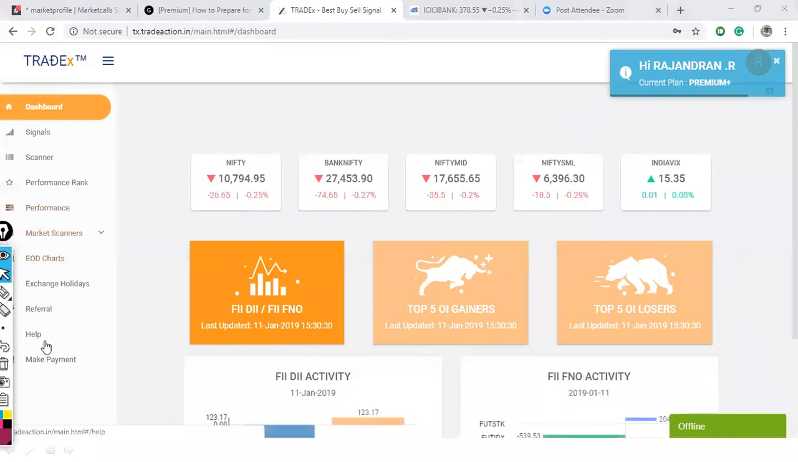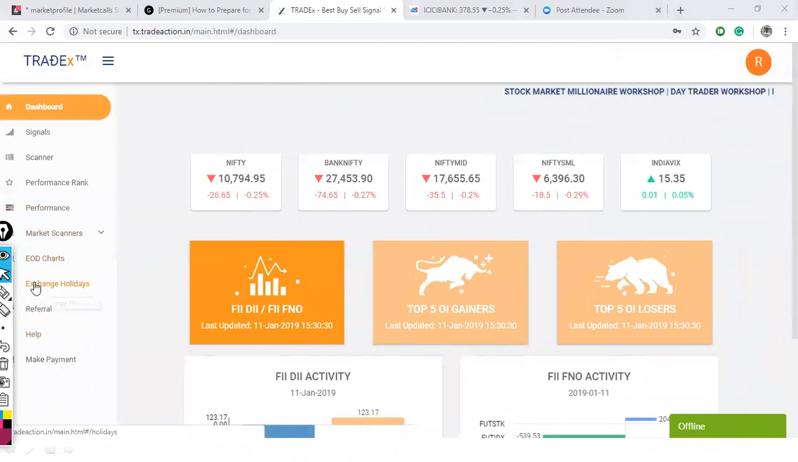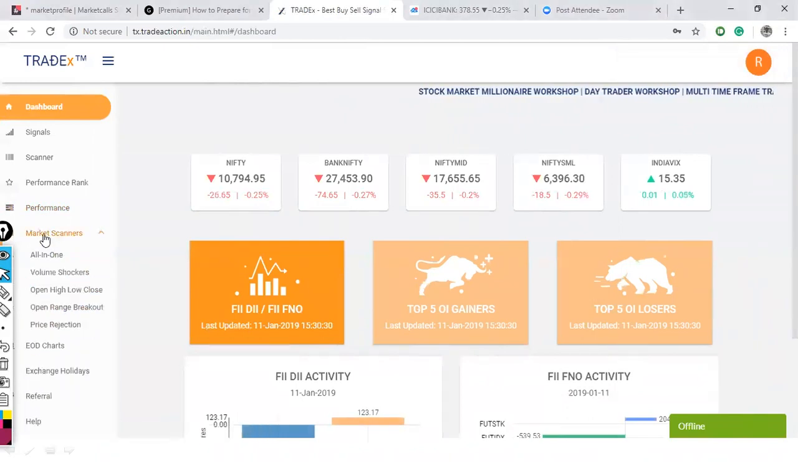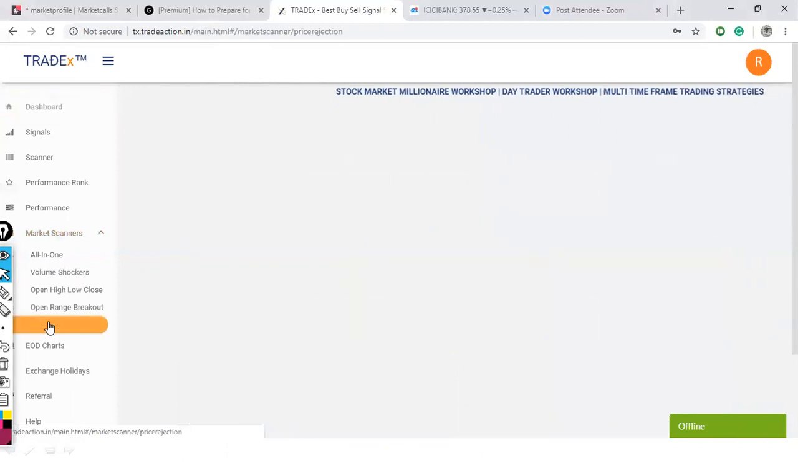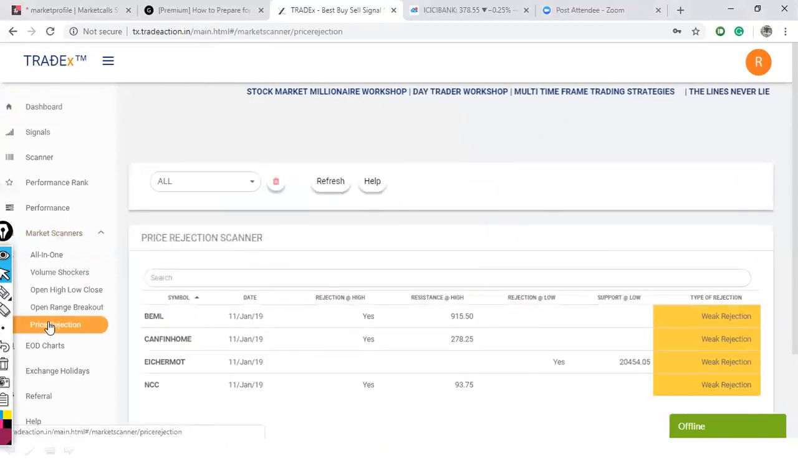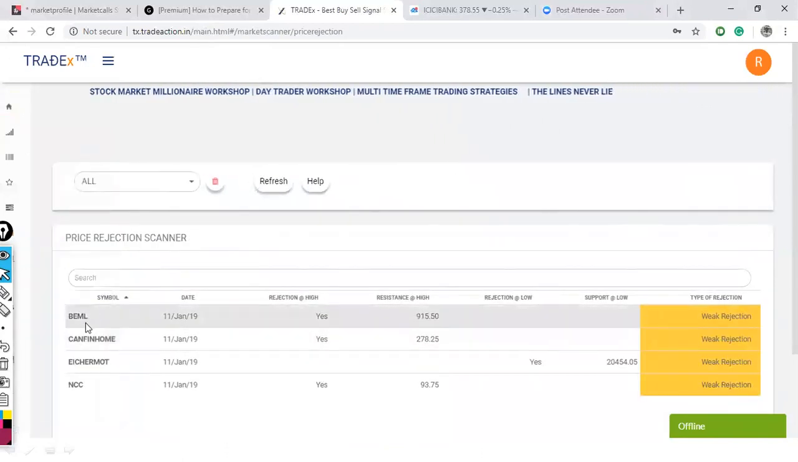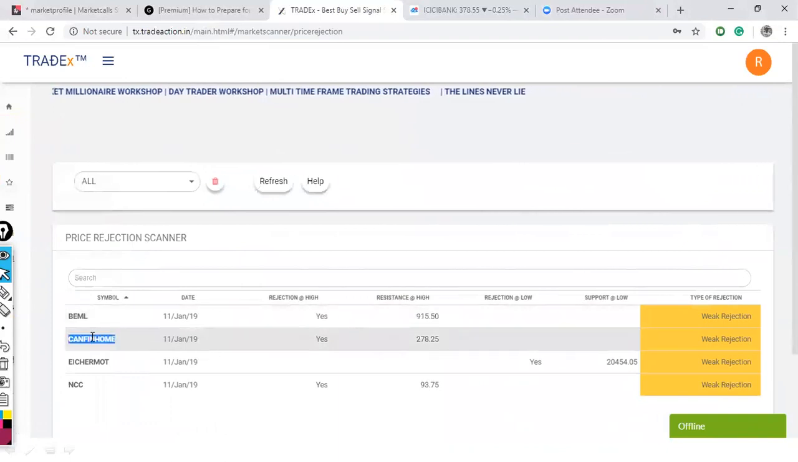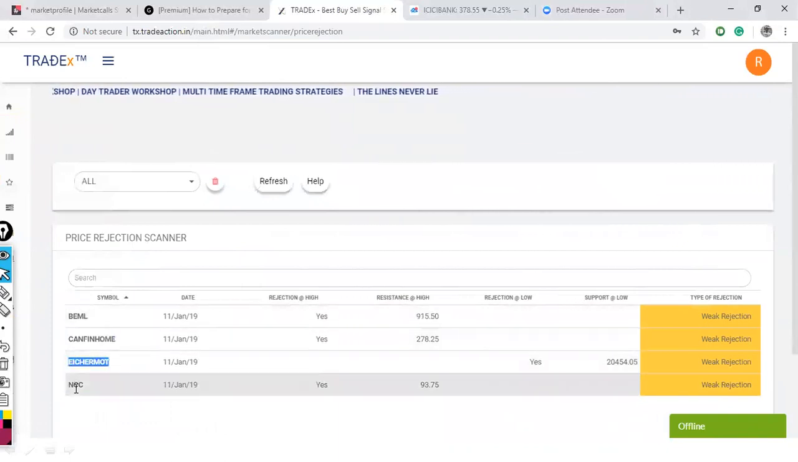So this portal is free, right? Yeah, it's free for TradeGenie customers. Here, one of the scanners which we developed is called the price rejection scanner, which is nothing but an open rejection reverse scanner. So you can see recently a couple of rejections came in: BEML, Canfin Home, HM Motors and NCC. These are the stocks which are currently showing weaker rejection.